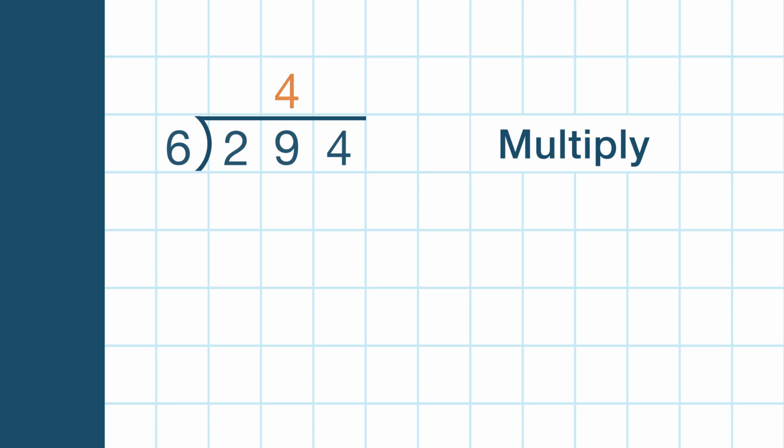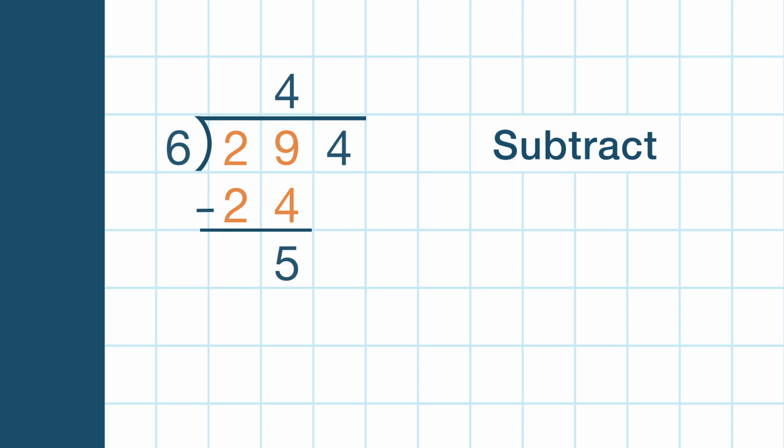Multiply. 4 times 6 equals what? It's 24. Write it under the 29. Subtract. 29 minus 24 is... The answer is 5. Bring down the 4 to make 54. Divide again. 6 goes into 54 how many times? 9 times. Write the 9 above the 4.